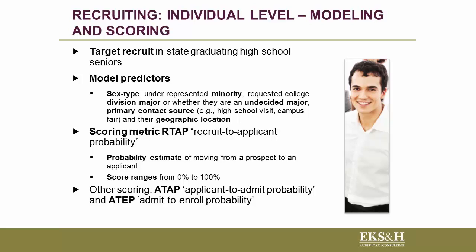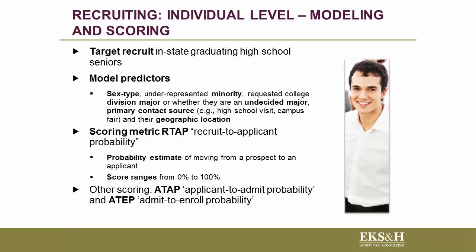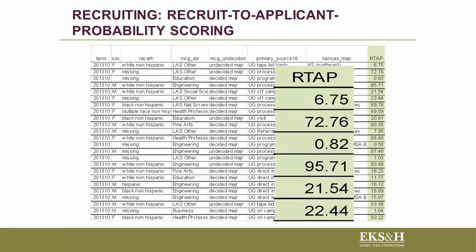In addition, we have other scores that we create, for example, the probability that someone may move from an applicant to an admit student and from an admit to that of an enrollment probability. The next slide allows us to be able to look at a random set of prospects from the database. And as you can see from the expanded view of the RTAP scores, we can see that the first prospect here has a 6.75% probability of becoming an applicant, whereas the second student has a 72.76% probability.